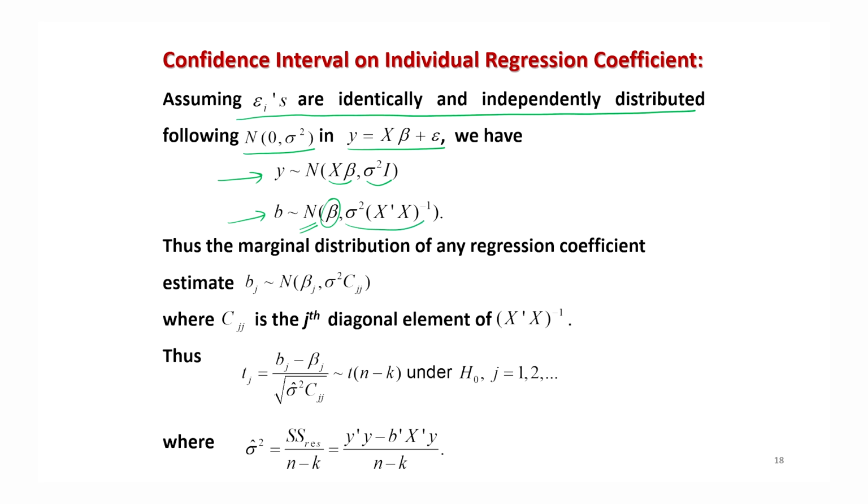So now using this I can say that the individual values, suppose bj, will be following a univariate normal distribution with mean beta j and variance sigma square cjj, where cjj is the j-th diagonal element of x transpose x whole inverse, but I just explained that in the beginning. So now you have this statistic Tj equal to bj minus beta j divided by square root of sigma square hat cjj, which is the standard error of bj, and this is going to follow a t distribution with n minus k degrees of freedom under H naught.